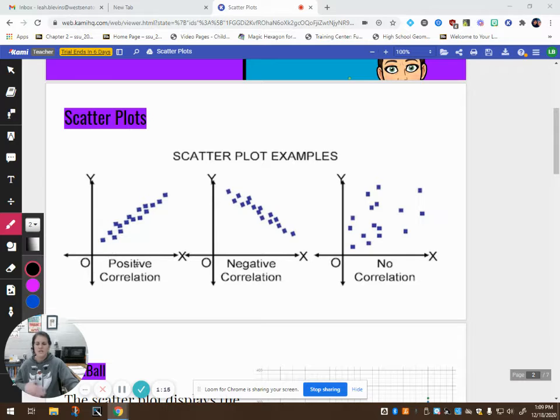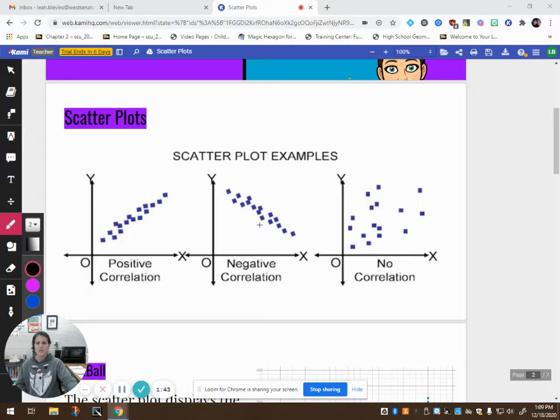A positive correlation means as X is increasing, Y is increasing. Some examples that I could give you is the longer I drive, the further miles I am away from home. So we'd have miles from home here, hours driving. As long as I'm not driving in a circle back to my house, the more time that I drive away from my house, the further I'm going to be from it, so more miles.